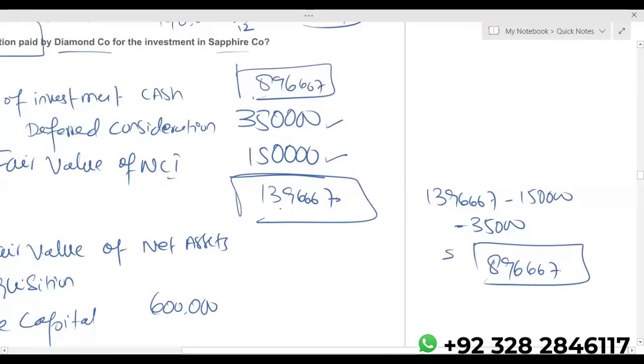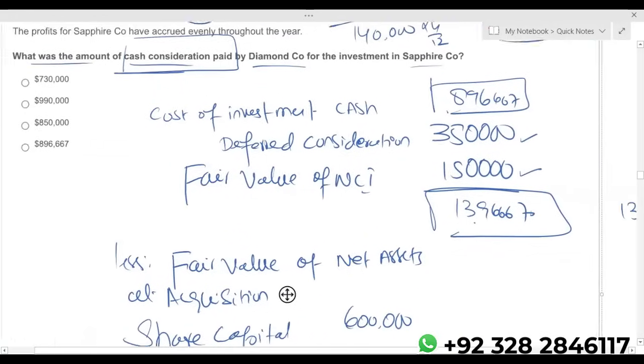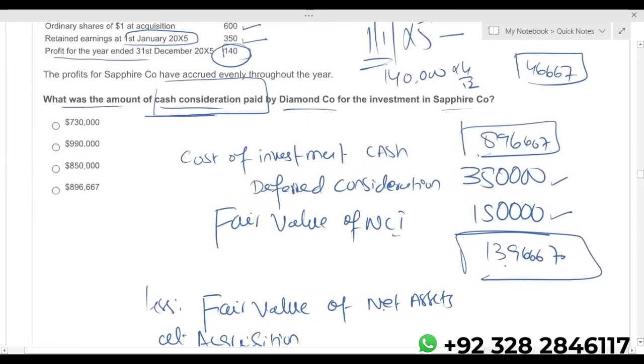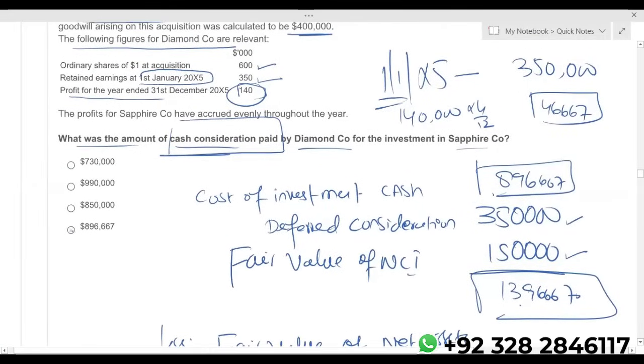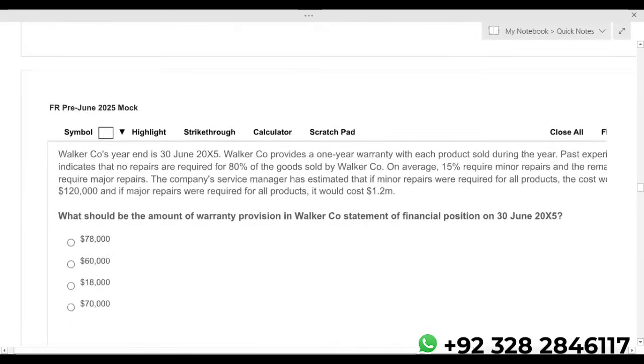Please make sure that I strongly believe this calculation is clear. There was one concept: a student should be able to calculate retained earnings at acquisition, and after that it is pure a format of goodwill. That's it. Now let's find out. Do we have the option? Yes. Delta. Let's go to another question.